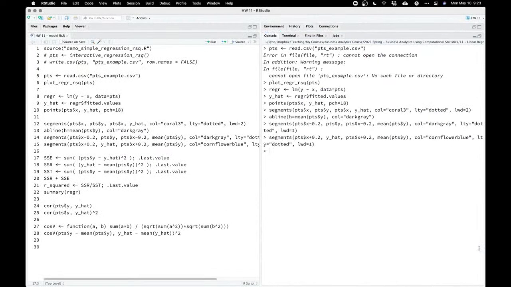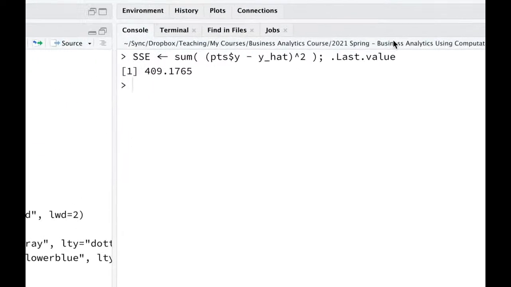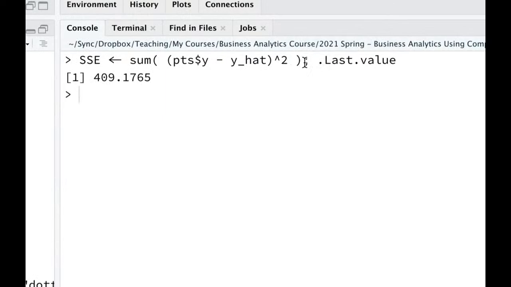So let me forget the visualization for a second, and let's compute SSE. Ignore this little last value thing. This is just printing out the last thing I computed so that I can both assign it to SSE and also see the value down here. It's just a little gimmick to print out the last computation on screen.